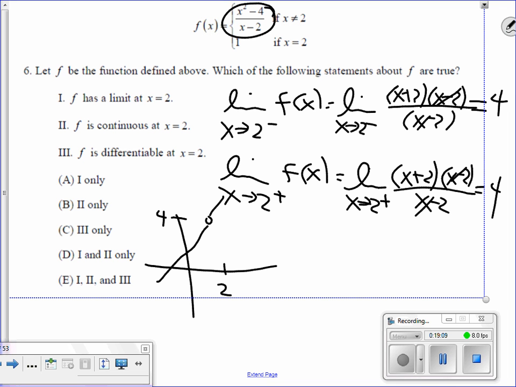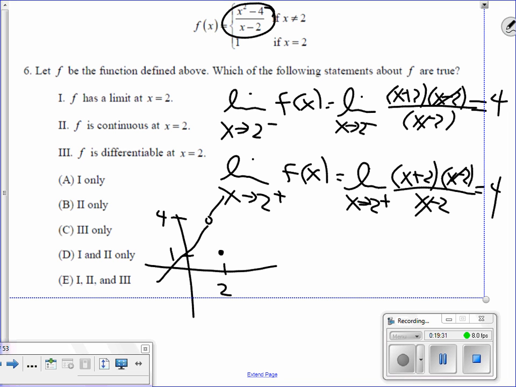Now, you want to see if it's continuous at 2. How do you know it's not continuous? f of 2 is 1, it's not 4. So you've got the point down here. In order to be continuous, f of 2 would have to equal the limit of f of x as x approaches 2, and it doesn't.